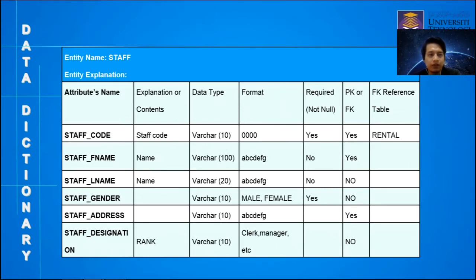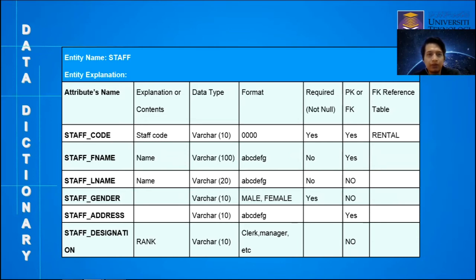Next, we have the staff table, where we have the attributes as follows: staff code, staff first name, staff last name, staff gender, staff address, and staff designation. The staff designation is the rank of the staff. And here you can see, as usual, the data type and the format. For staff gender, the format will be male and female only. And for staff designation, the rank of the staff, the format is, for example, clerk and manager.